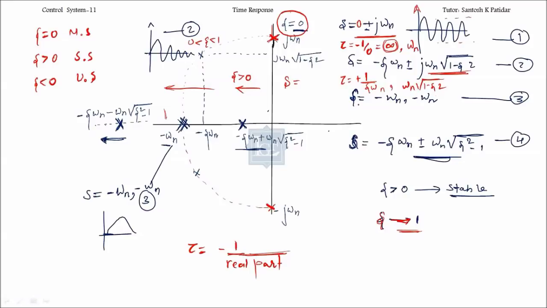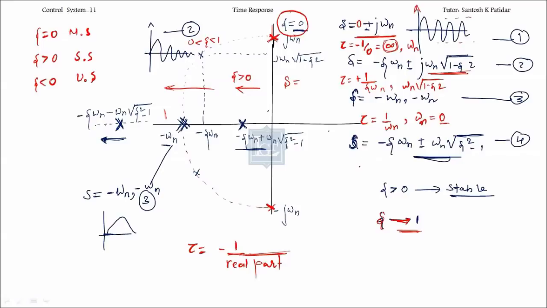In this case, in the critically damped system, the time constant tau will be 1 by omega n. I hope it's clear to you. What about the frequency of oscillation? It will be 0 over here, because we have only real parts. There is no imaginary part in it. What does it indicate? Is there any oscillation in the critically damped system? No, there is no oscillation. So that's why we are getting 0.